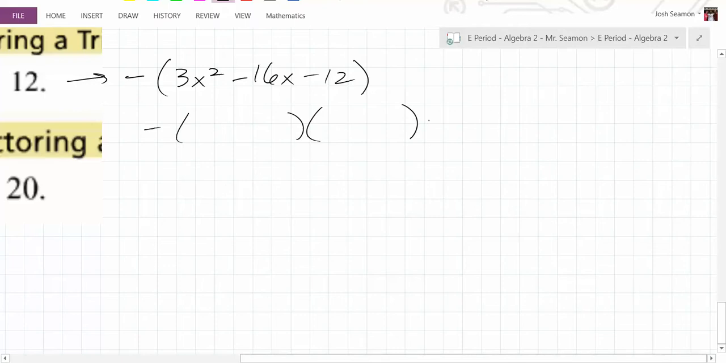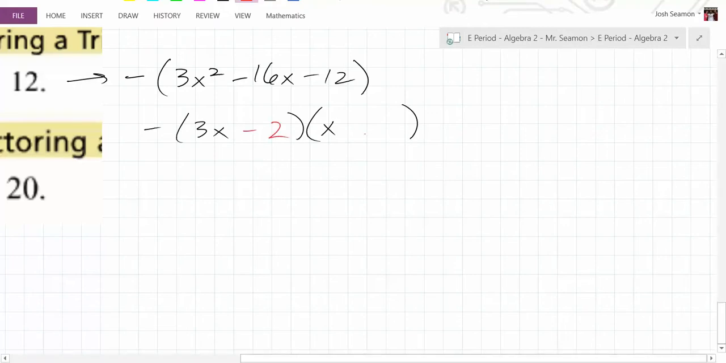What are the things that multiply together to get 3? 3 and 1. So you have 3x and 1x. So now you just have to keep on testing until you find the right one. The other two numbers have to multiply together to get what? Negative 12. So what pair do you want to try first, Milo? What two numbers multiply together to get negative 12 that you want to try? 2 and 6 do not multiply together to get negative 12.